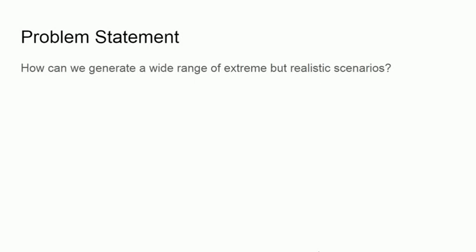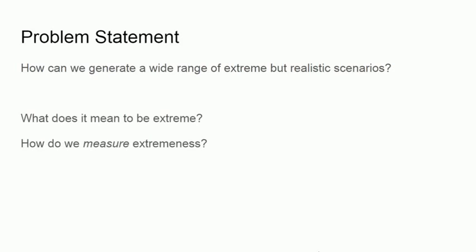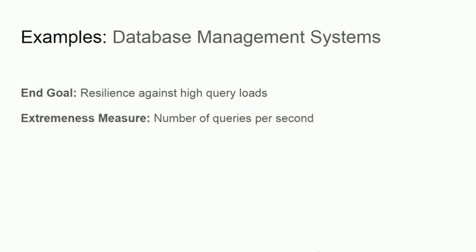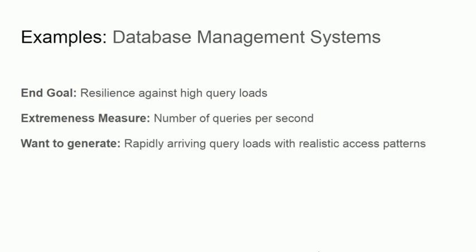So now we have a rough problem statement, that is, how can we generate a wide range of extreme but realistic scenarios. We are immediately faced with the question, what does it mean to be extreme and how do we measure extremeness? Well, the short answer is it depends on our end goal. Let's take a few examples to understand this. In a database management setting, a typical end goal is resilience against high query loads. Here, an extremeness measure could be the number of queries per second. This means we will want to generate rapidly arriving queries with realistic access patterns.